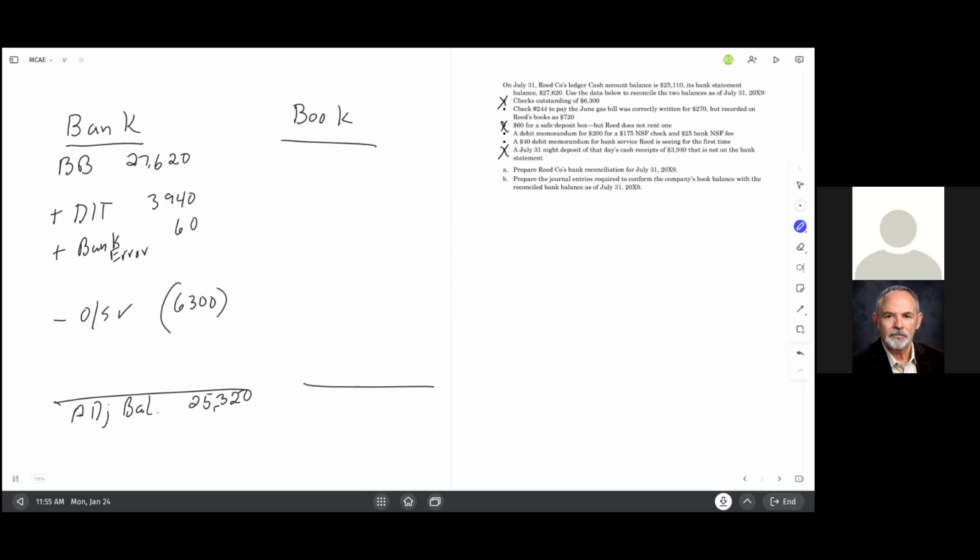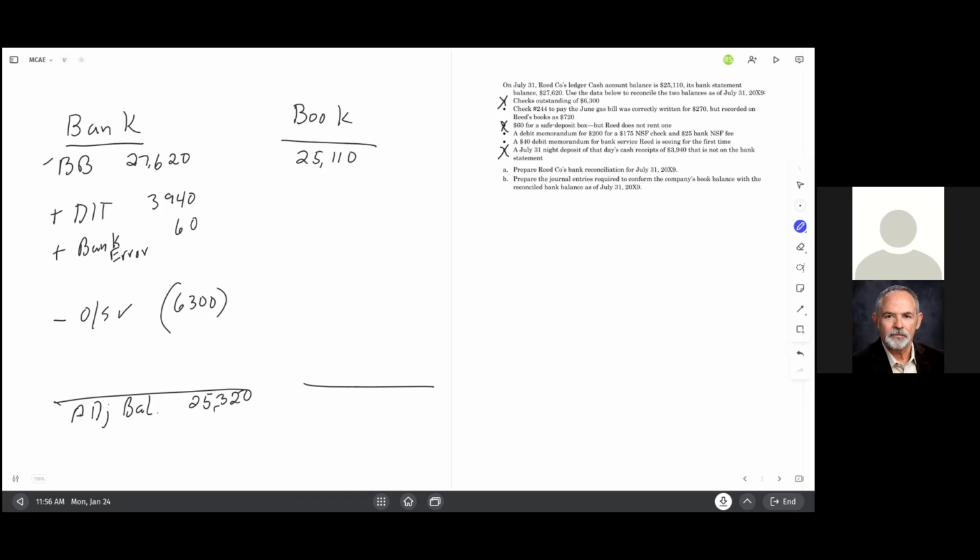Now, if you're in a test and they asked you for just this, that's all you'd work on. You would ignore everything else for the book. So now we're going to put the book balance in, and the balance is $25,110. Notice it's different than the ending balance on the bank statement. I said beginning balance over there, but that's actually the ending balance on the bank statement. So this is the current balance in your books.